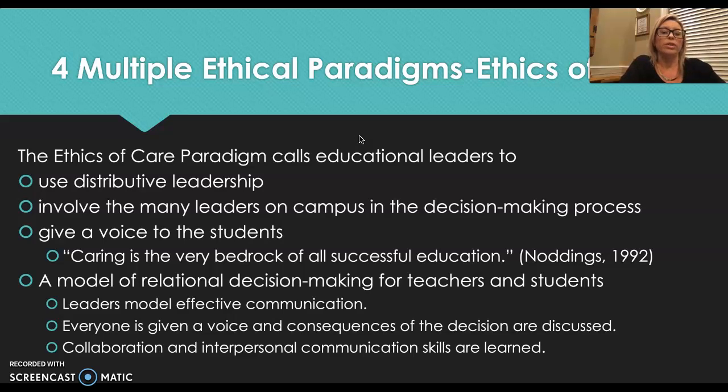The ethics of care paradigm calls educational leaders to involve the many leaders on campus in the decision-making process. This includes giving a voice to the students. Noddings reminds us that caring is the very bedrock of all successful education. As educational leaders use the ethics of care to make decisions, they model relational decision-making for all of us. When a building leader strives to involve the other leaders in moral decision-making, they learn effective communication skills. Everyone is given a voice, and together they can examine and discuss possible consequences of the decision. And students observe and participate in the decision-making process, learning skills in collaboration and interpersonal communication.